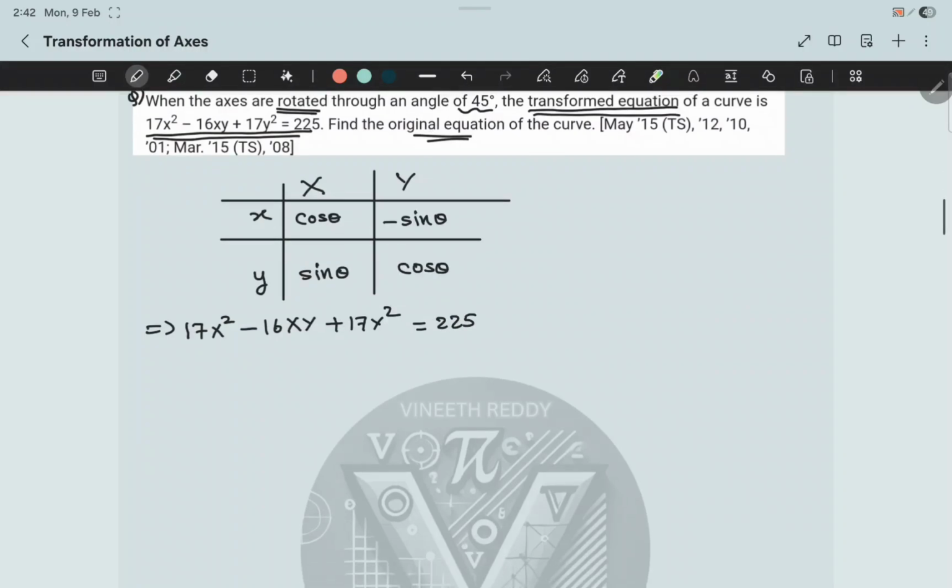Now we need the original equation. That means the final equation should be in terms of x and y.